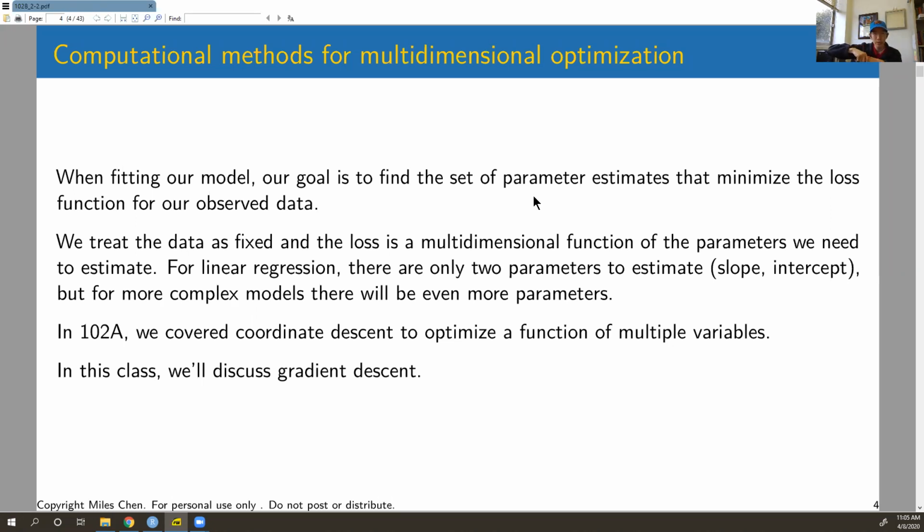And when we do that, we're going to treat the data as fixed. So the observed data, our x and our t's, or x and our y's, are fixed values. The only things that are left to vary are the coefficients, the things like the slope, the intercept, any other coefficients that might exist in your model. Those are left to vary, and you are trying to find the values of those coefficients that minimize that loss function. So in 102A we did coordinate descent, and in this class we're going to do gradient descent.